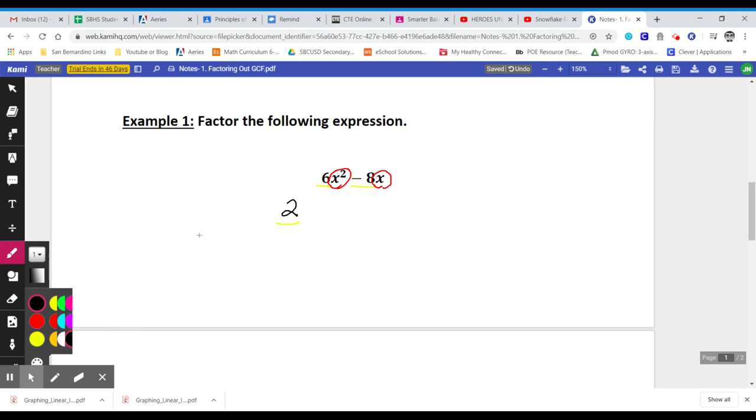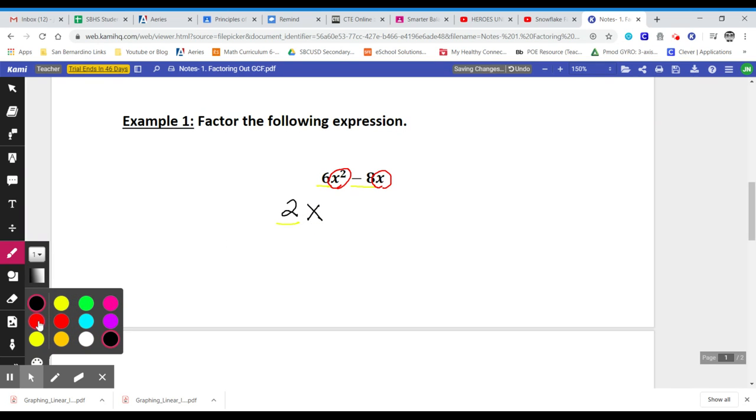Now I have to do the same thing, but I have to do it for the variables. So what variable can I take out of both of them? This one has two x's and this one has one x, right? So I can take out one x from both of them at the very least. So I'm going to go ahead and take an x out.